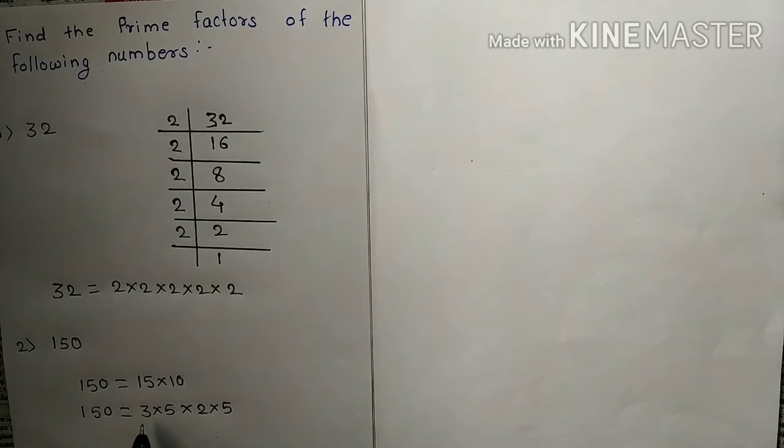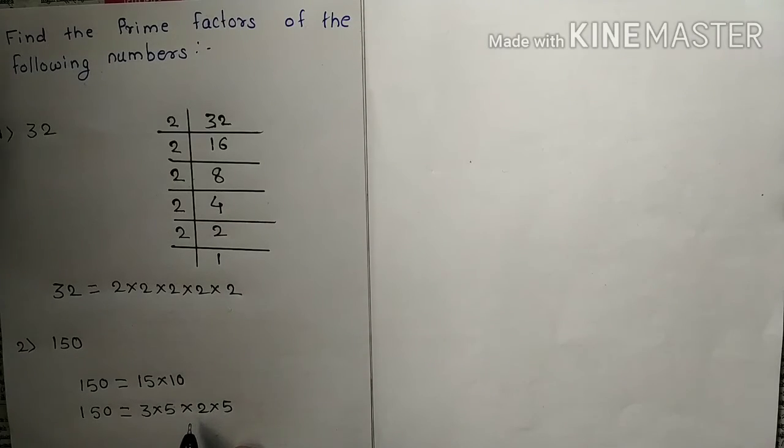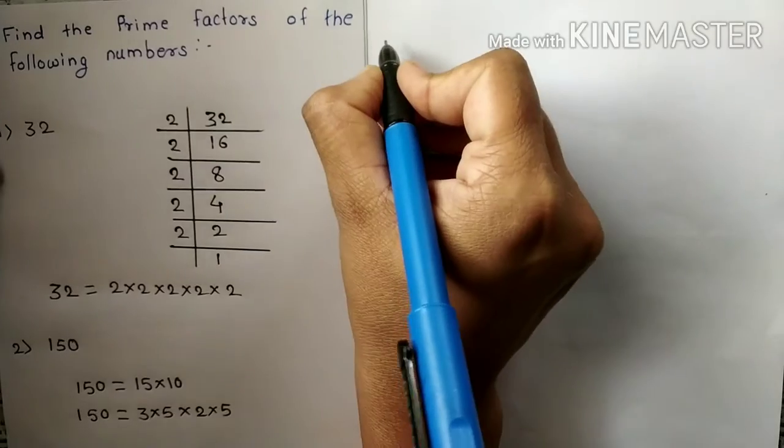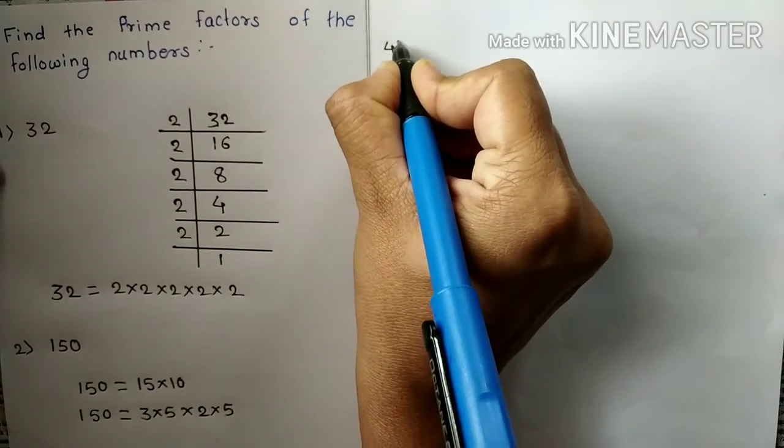See here, 3, 5, 2, 5 are prime numbers. Therefore here we stop. That is, prime factors of 150 are 3 into 5 into 2 into 5. So by using horizontal arrangement we can find prime factors of 150 in this way. Then next example.